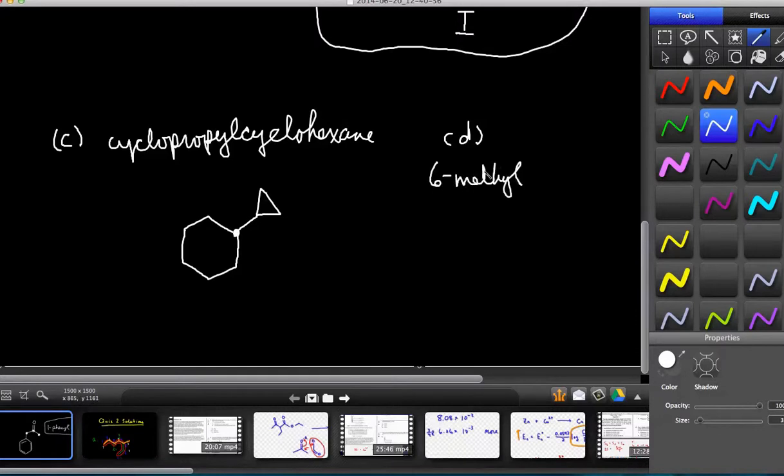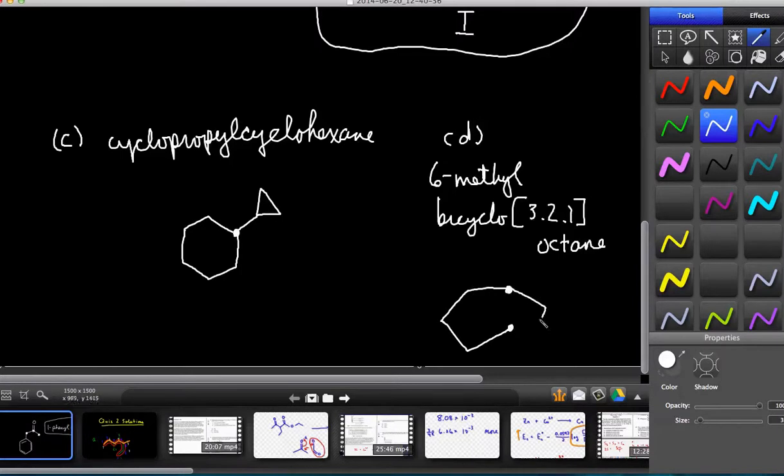6-methyl bicyclo 3, 2, 1. Well, that's a problem. Now you should be able to figure out that it is octane. So you got two bridging carbons. You're going to have 3 carbons that separate to the left. You're going to have 2 carbons that separate to the right. You're going to have 1 carbon that bridges in the middle.